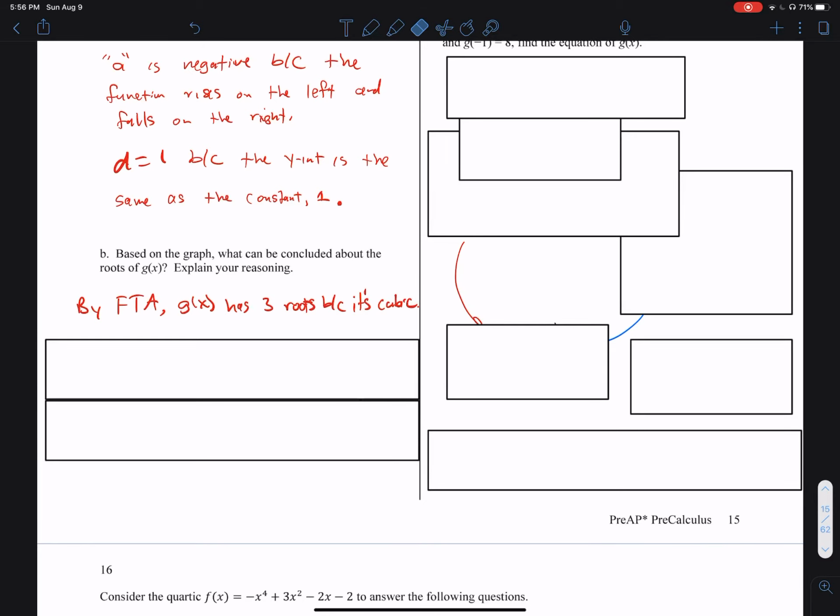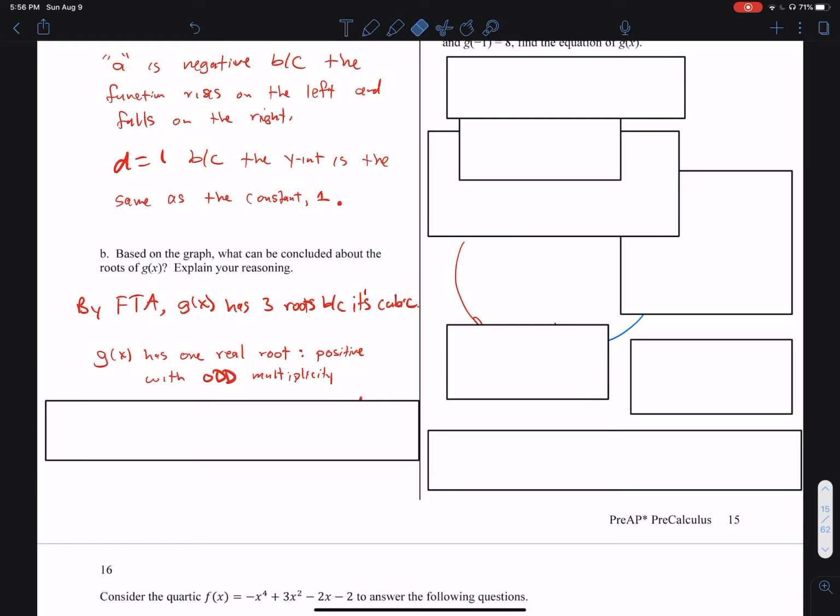Here's what I wrote down formally. By the fundamental theorem of algebra, g of x has 3 roots because it's cubic. So we want to know that it has 3. Let's identify the one that we know. G of x has 1 real root. It's positive with odd multiplicity.